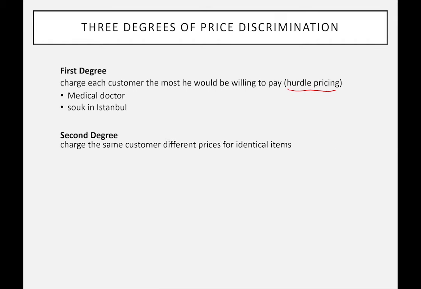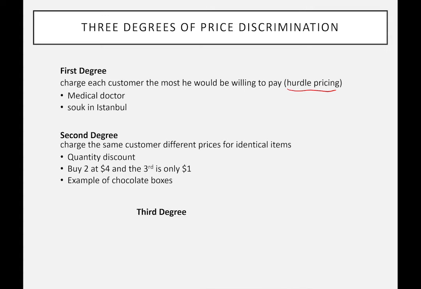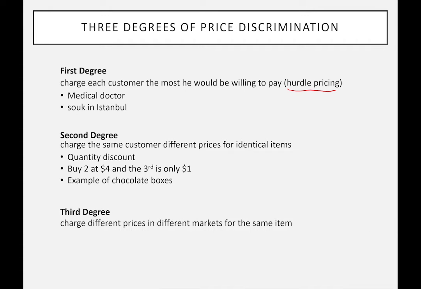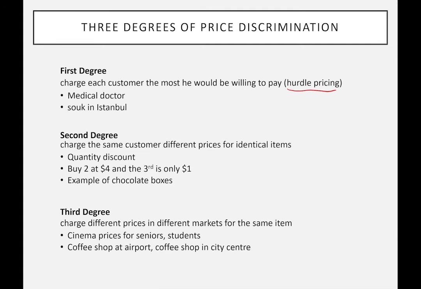Second degree would be when you charge the same customer different prices for the same good. That's the example we just looked at. This is sometimes referred to as a quantity discount, where they say you buy 2 at $4 and then you get the third one at only $1. So in effect, it's like selling you what we consider a deal, but it amounts to charging different prices for the same good. The third degree price discrimination is when you in effect treat the good as being sold in 2 different markets. Sometimes you can think of this as being geographical.